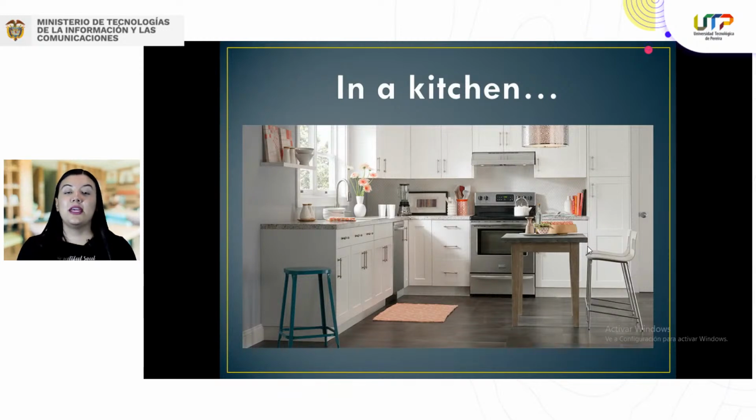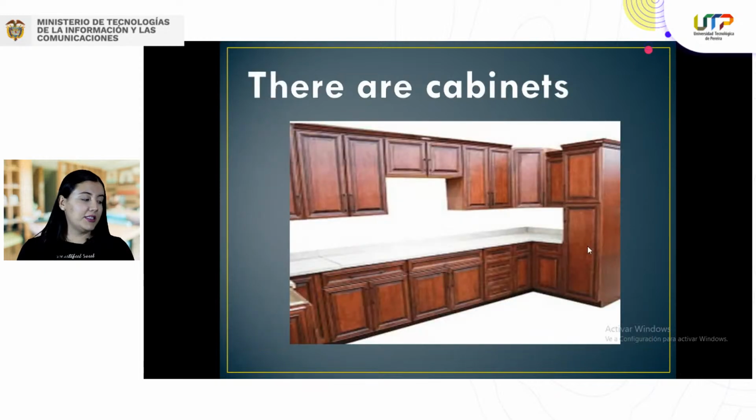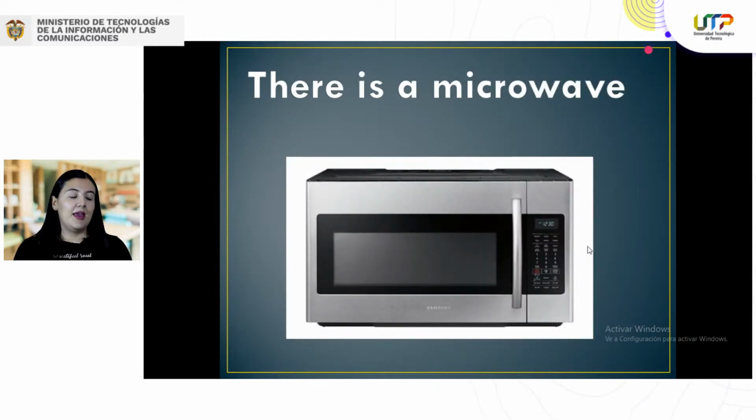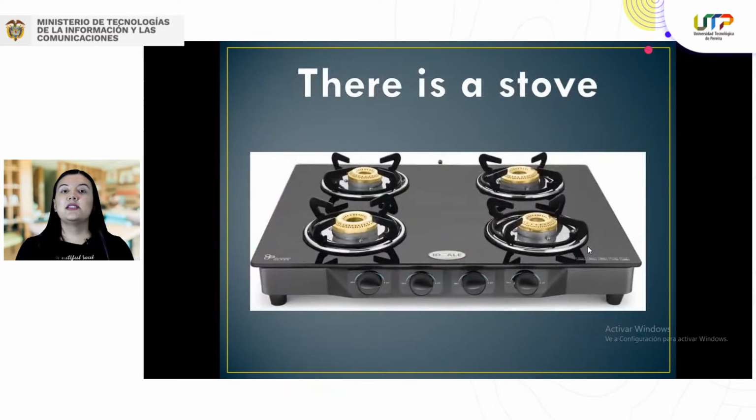Now let's talk about the kitchen, all right? The kitchen. In a kitchen, there are cabinets. Yes, where we organize and we keep our things, dishes, food. There are cabinets. There is a microwave. Yeah, there is a microwave. There is a stove. There is a stove.